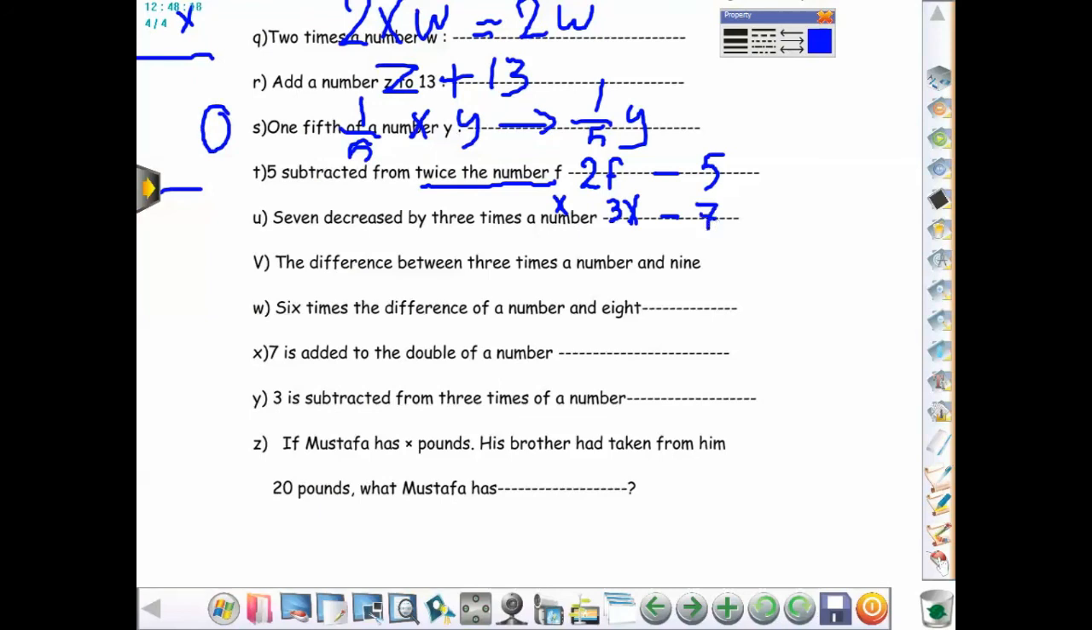The difference means minus. The difference between 3 times a number and 9. 3 times a number and 9. 6 times the difference of a number and 8. 6 times the difference of a number. Let the number be called x. 6 times means 6x minus 8.